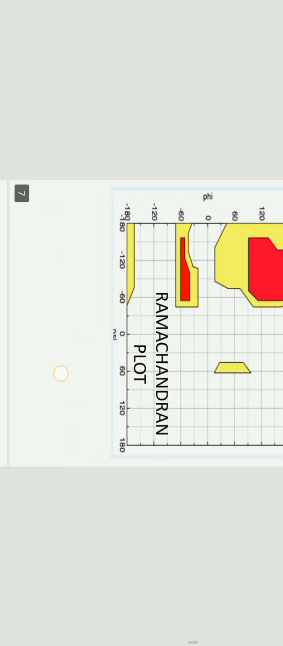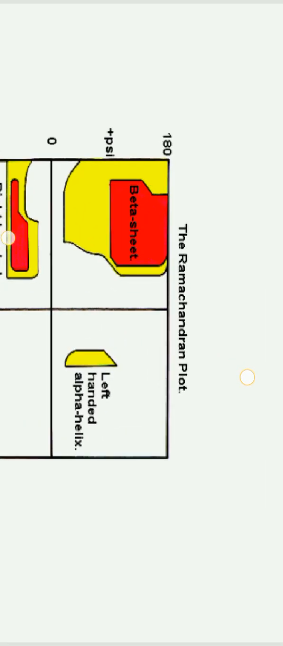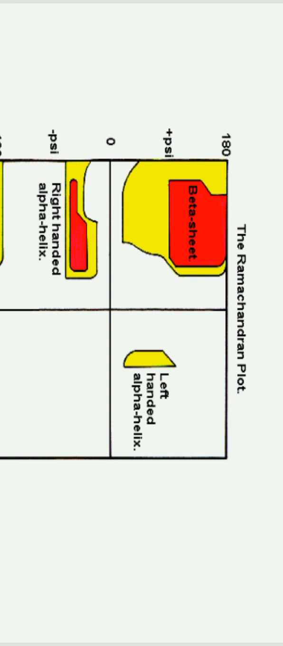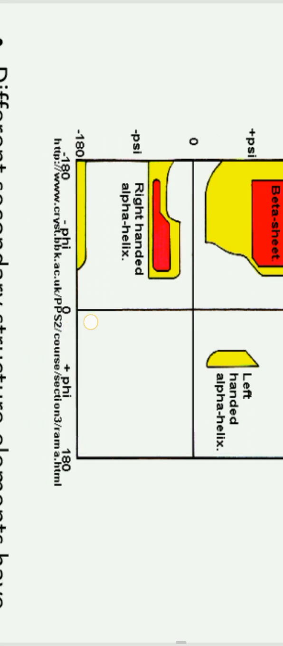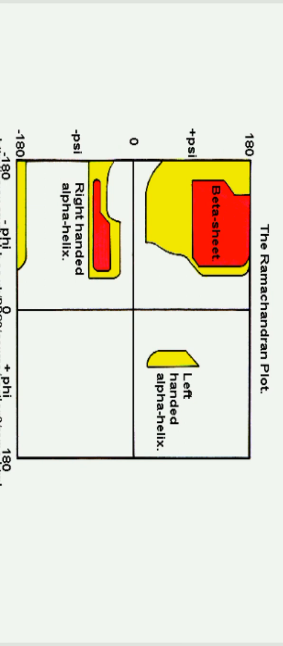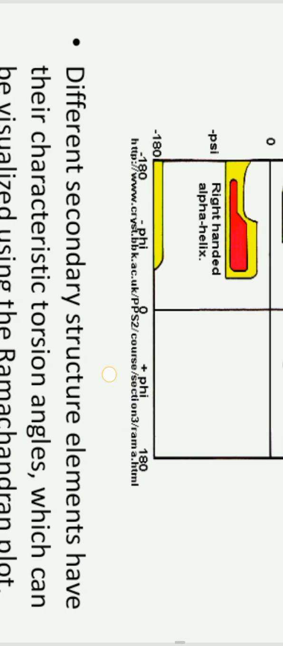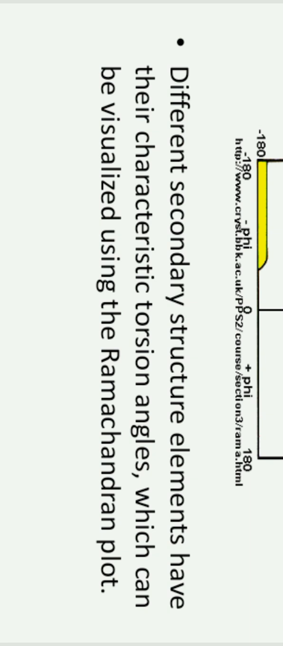So, the Ramachandran plot is there. The top region contains beta sheets. Left-handed alpha helix will be there and right-handed alpha helix will be there. Beta sheet, left-handed alpha helix and right-handed alpha helix, across phi from negative 180 to 180 and psi from negative 180 to 180. Different secondary structural elements have their characteristic torsion angles, which can be visualized using the Ramachandran plot.